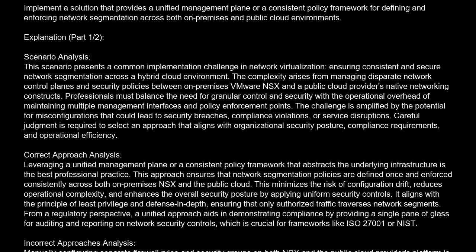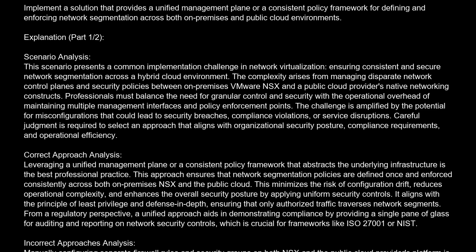Leveraging a unified management plane or a consistent policy framework that abstracts the underlying infrastructure is the best professional practice. This approach ensures that network segmentation policies are defined once and enforced consistently across both on-premises NSX and the public cloud. This minimizes the risk of configuration drift, reduces operational complexity, and enhances the overall security posture by applying uniform security controls.